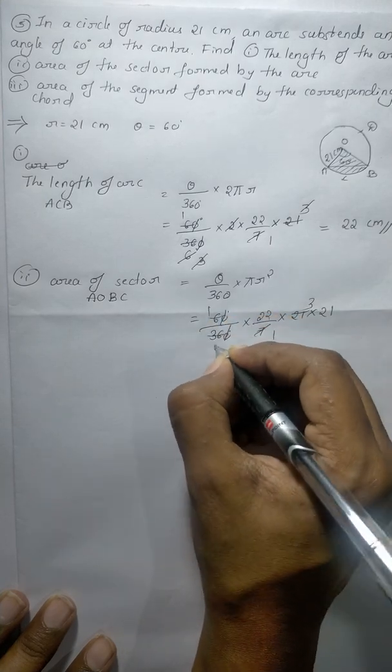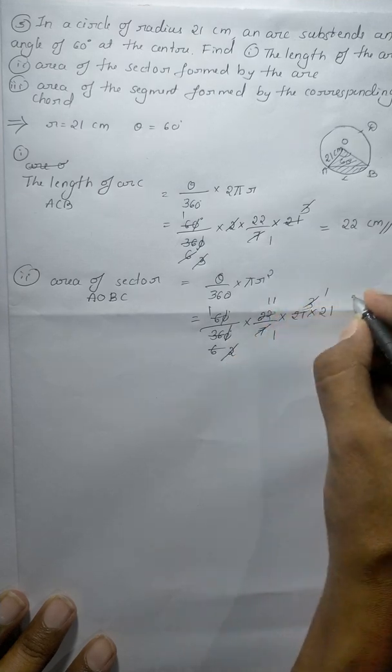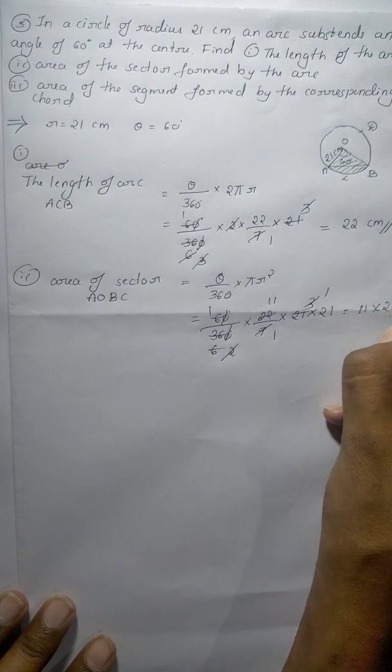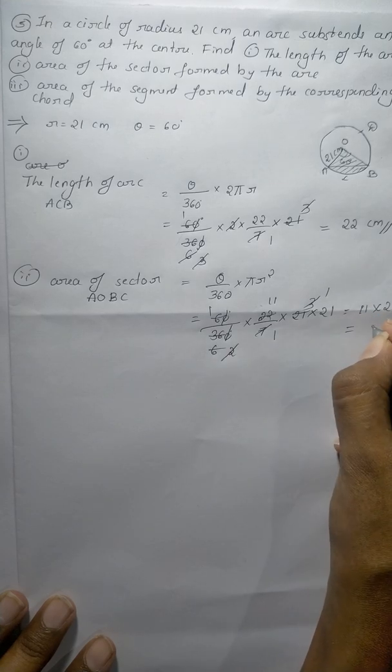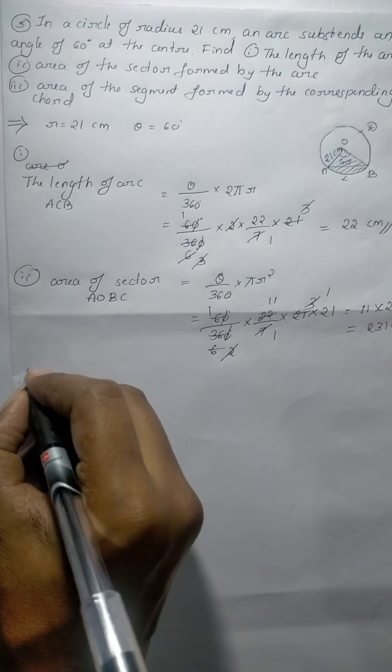6 ones are 6, 6 sixes are 36, 3 twos are 6. So the remaining is 11 and 21. So 11 into 21, which is 231 centimeter square. So that will be the answer.